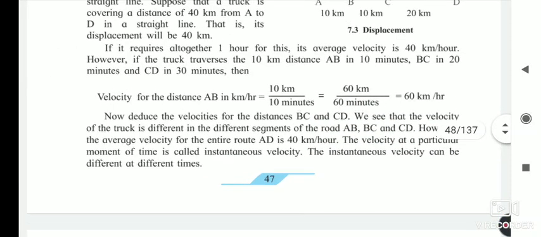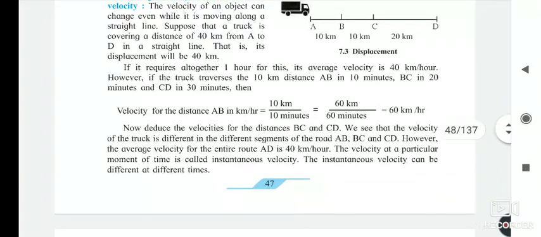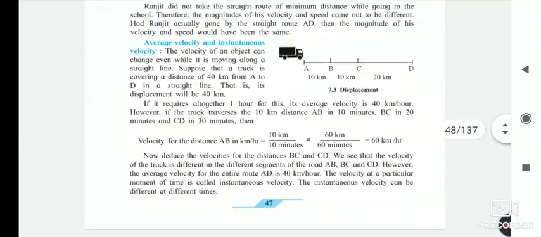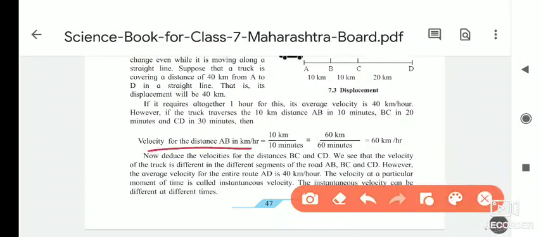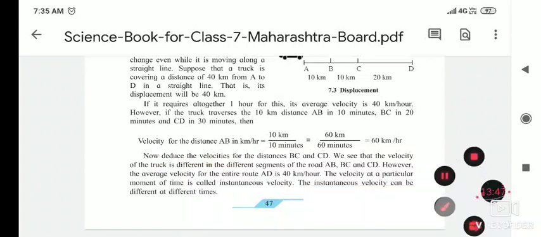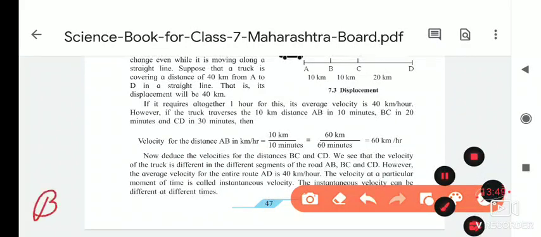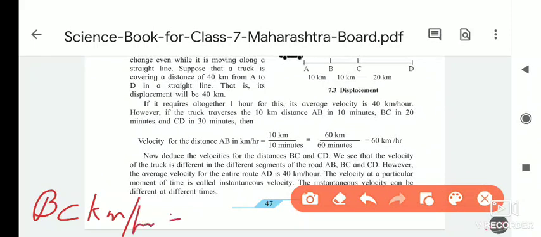So BC, velocity of the distance at BC. In BC we have to find out kilometer per hour. Okay, how to find it? Here I will write BC, the velocity of BC in kilometer per hour. What is the formula for it? That is displacement upon time.